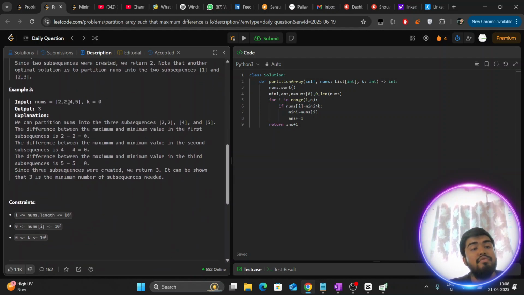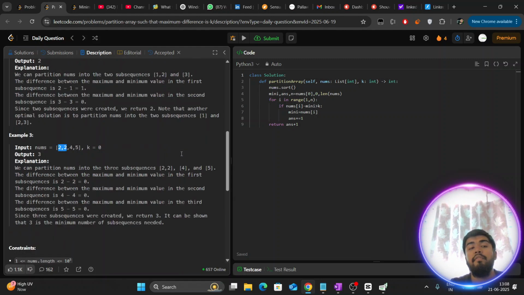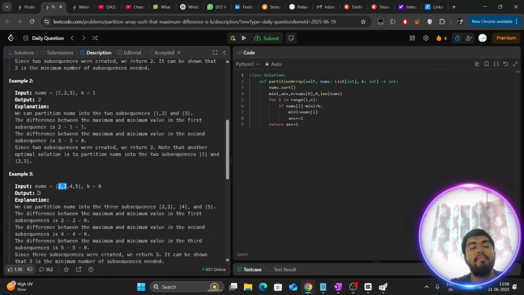In this example test case, 2, 2, 4, 5, k is 0. So we can put 2, 2 in one partition, then 4 and 5 we have to put in different partitions. So how many partitions are we making? 3 partitions: 2, 2, and 4, and 5. So that's the reason the output is 3.